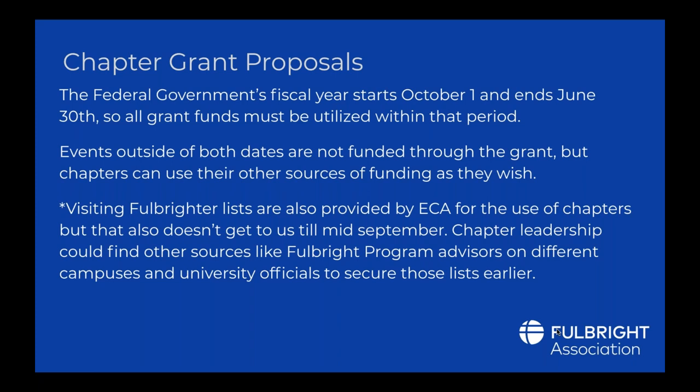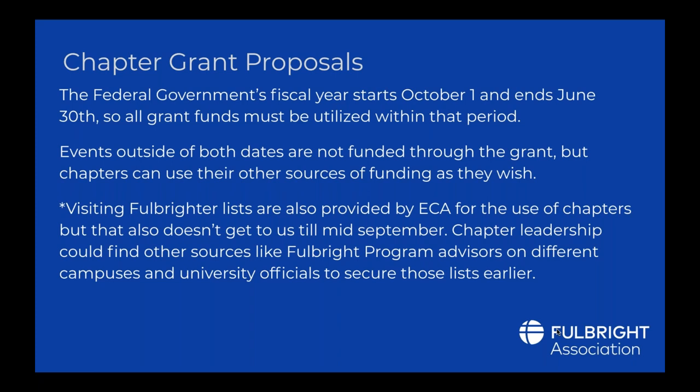And you have to submit the final report by July 1 to us, because we have to get all your reports and submit our final report to IIE by July 31st. Imagine having 40 chapters send us all their reports, and in 1 month, we don't have wiggle room. So we request that you have that in mind, that you start closing your chapter grant reporting by the end of June. Events outside of both dates are not funded through the grant, but chapters can use other sources.